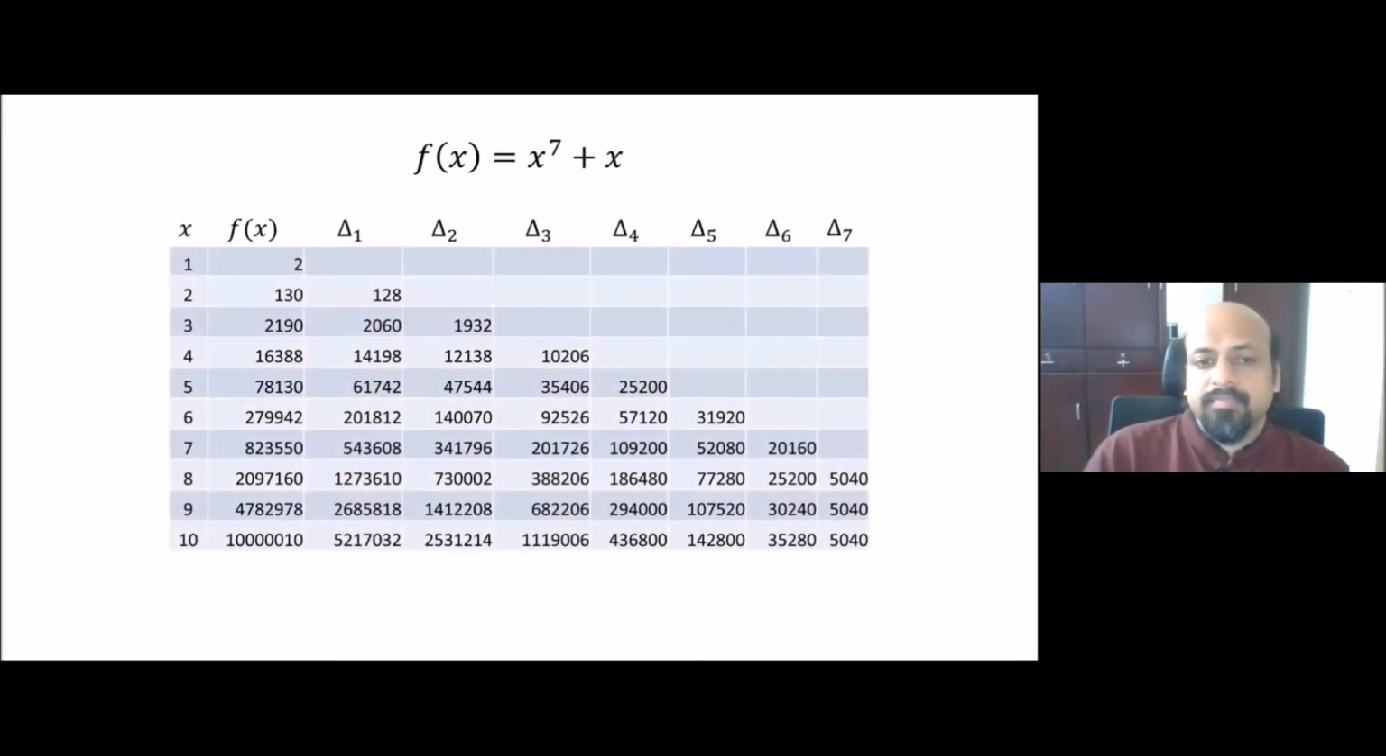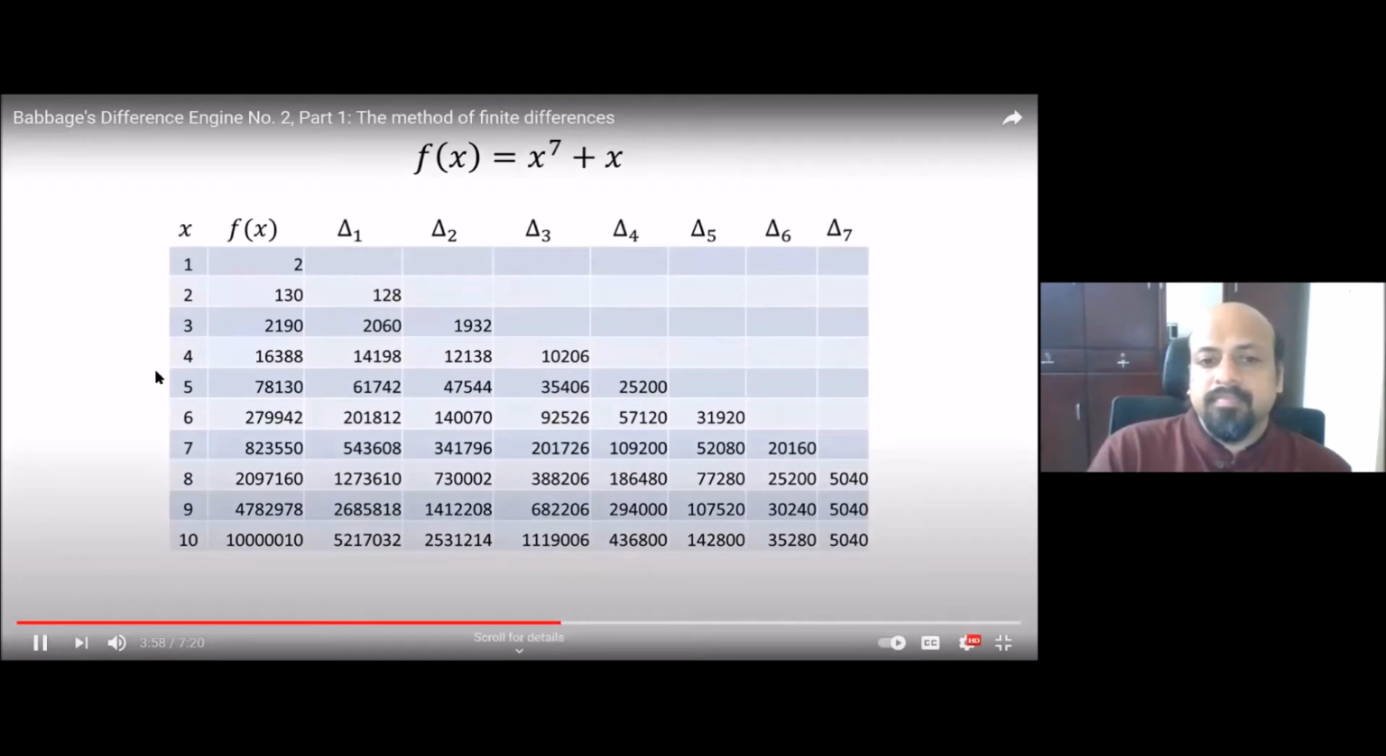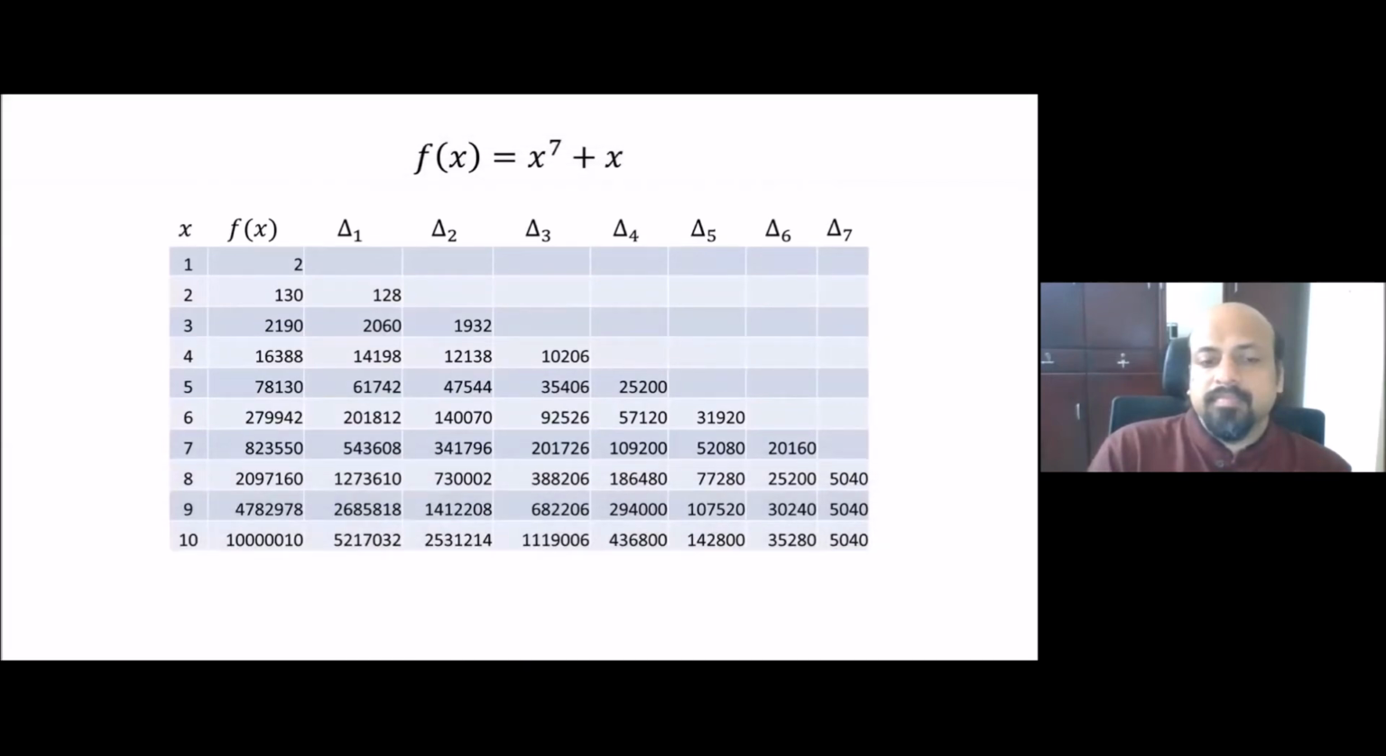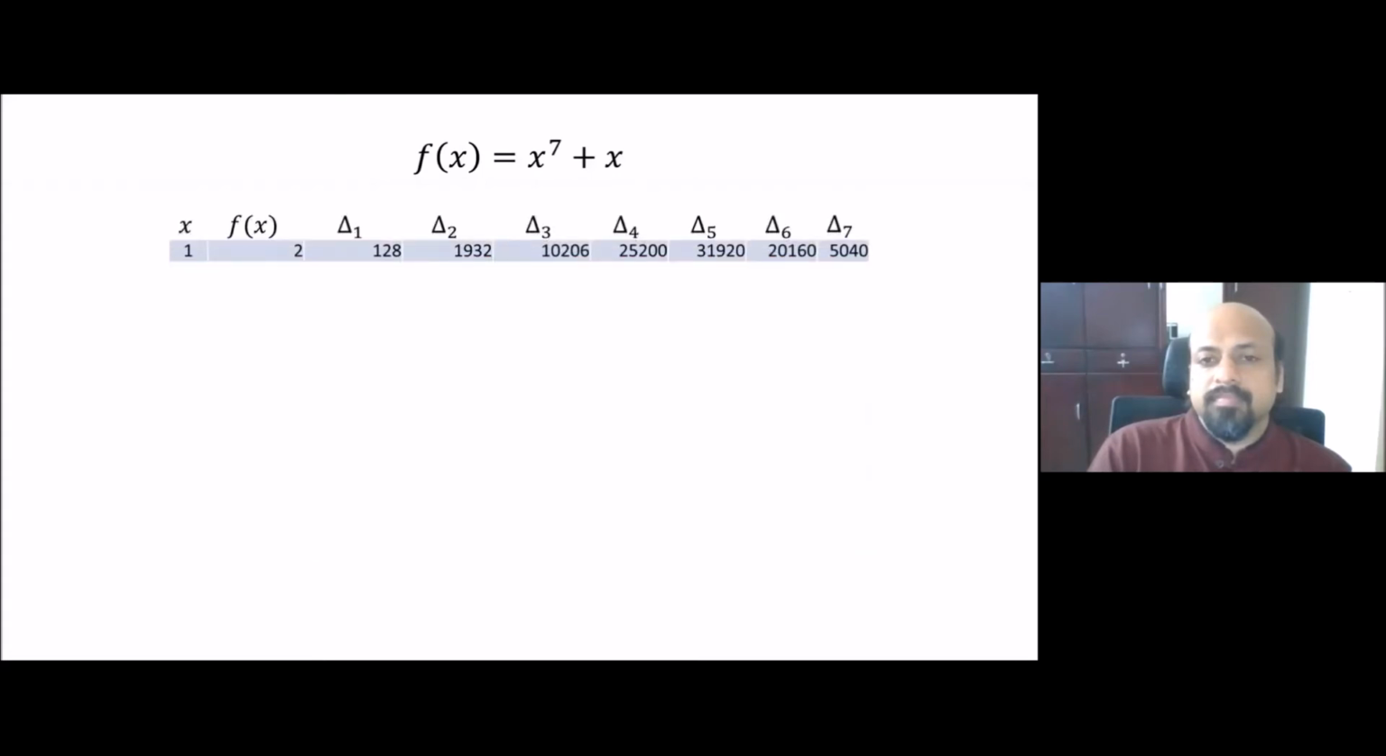Babbage's difference engine number 2 was designed to evaluate polynomials up to order 7. So a table representing the calculation of a polynomial would have 7 difference columns. For example, this is the table for the polynomial f of x equals x to the 7th power plus x. To compute a sequence of values for this polynomial using the method of finite differences, we would follow the same procedure as before. We pre-compute the first value in each column, then arrange these values into a new table, and start adding.